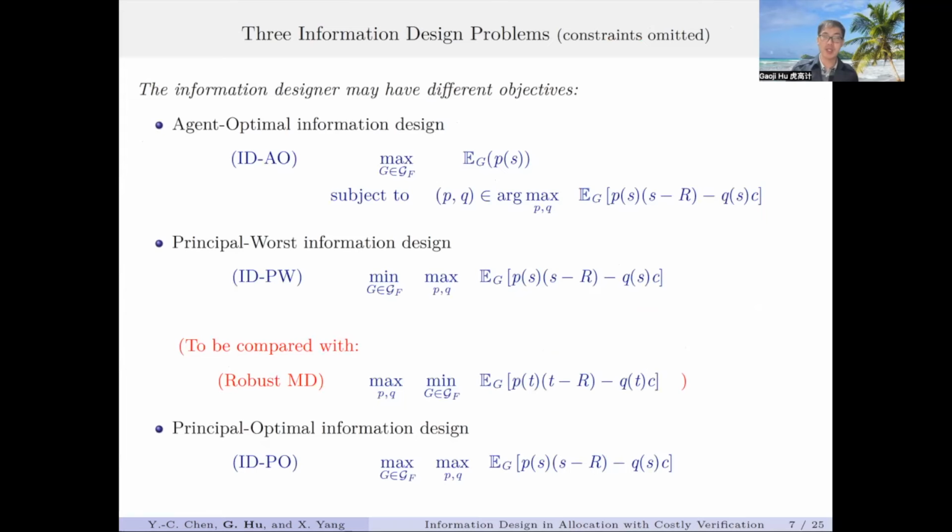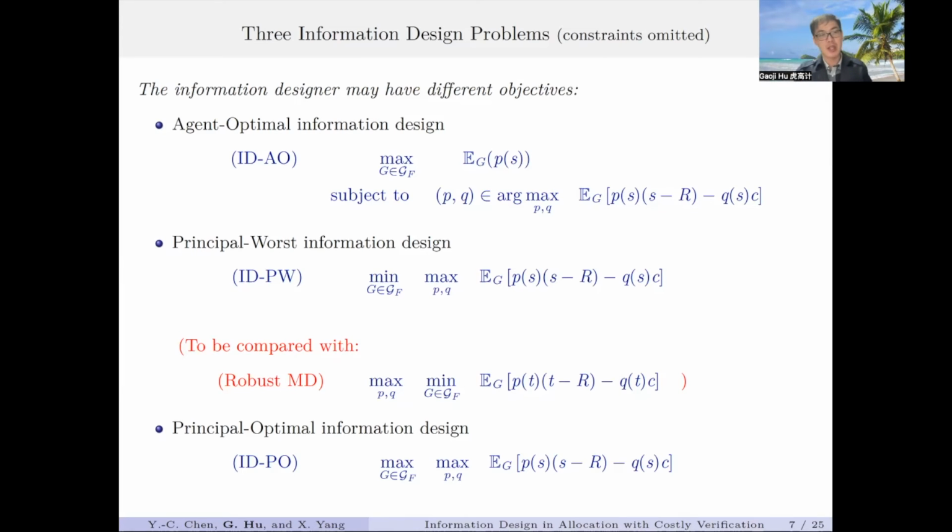Now, we come to the information designer's objectives. The information designer may have different objectives. So we consider three information design problems. First, agent optimal information design. In this problem, the information designer chooses a signal distribution G to maximize the agent's utility, which is the probability of getting the good. And when calculating the agent's utility, the assignment probability P should be from some optimal mechanism designed by the principal. Okay.